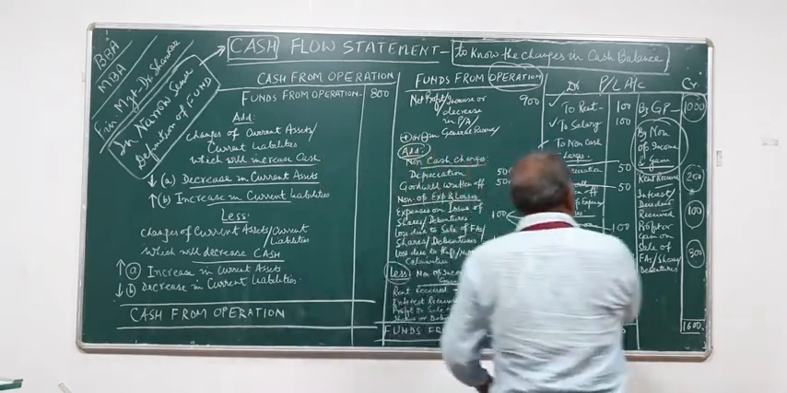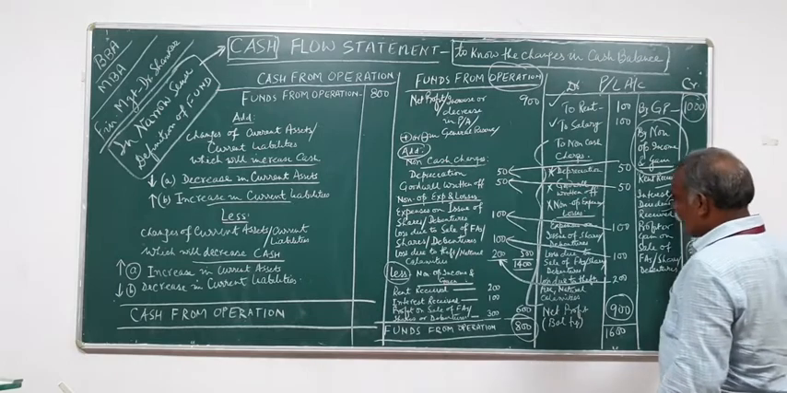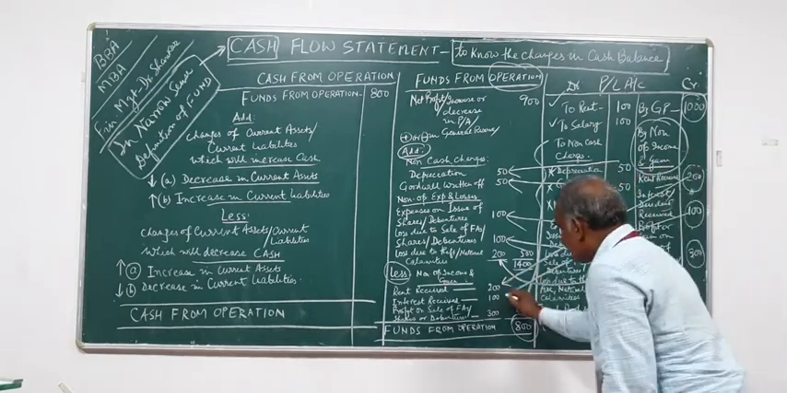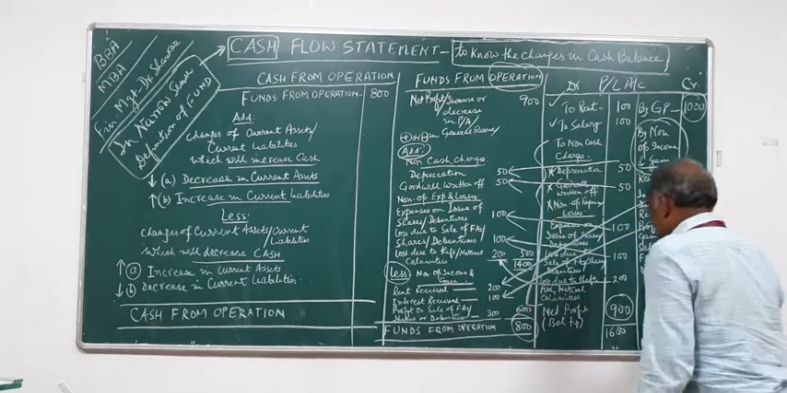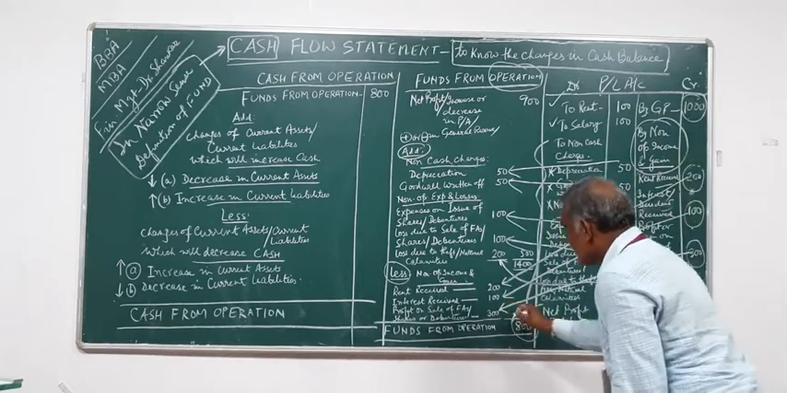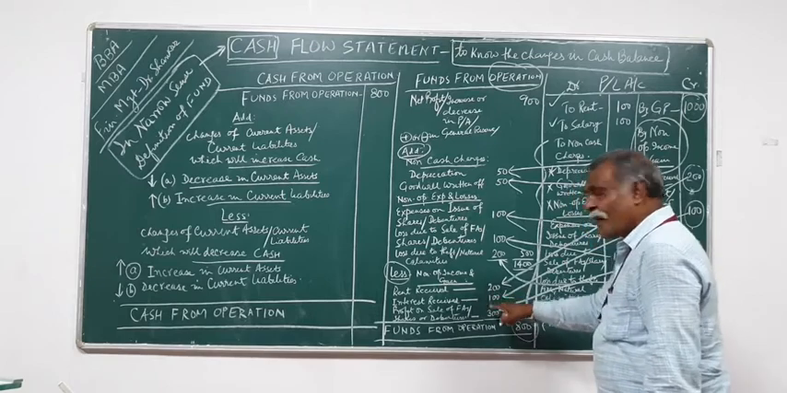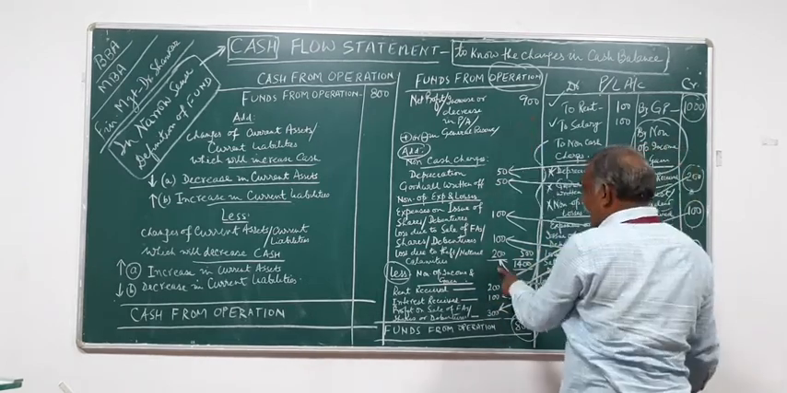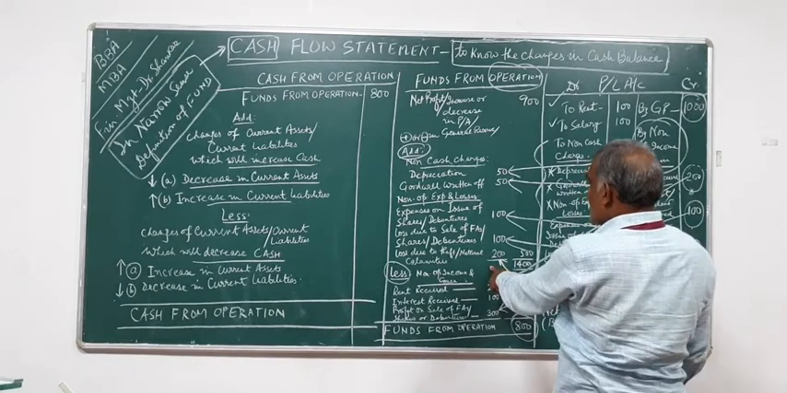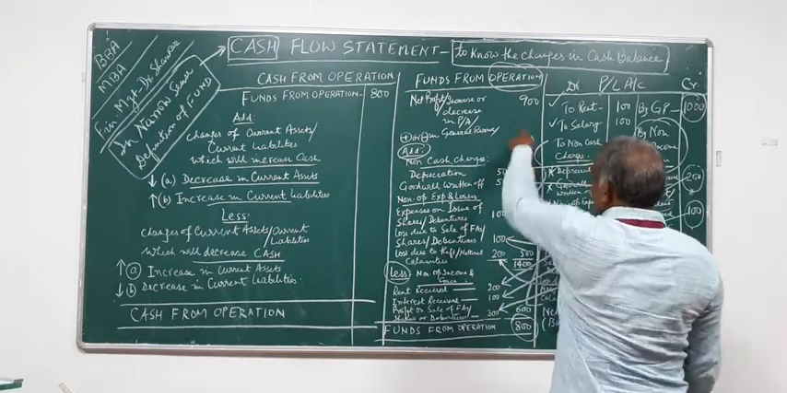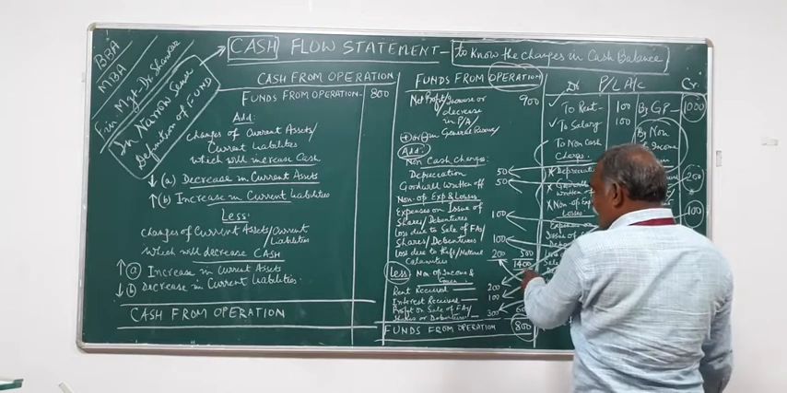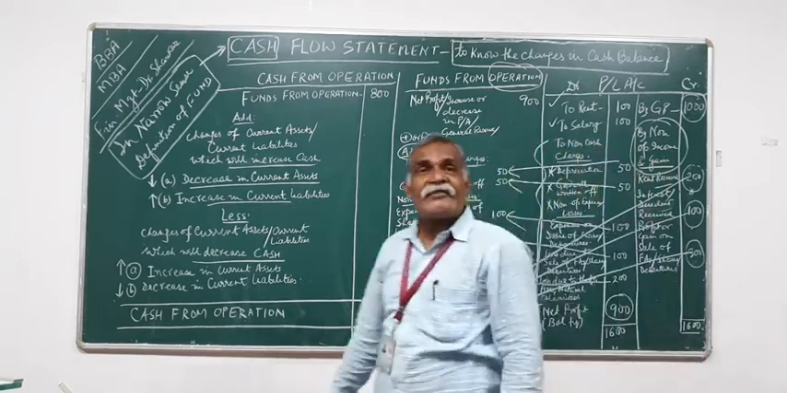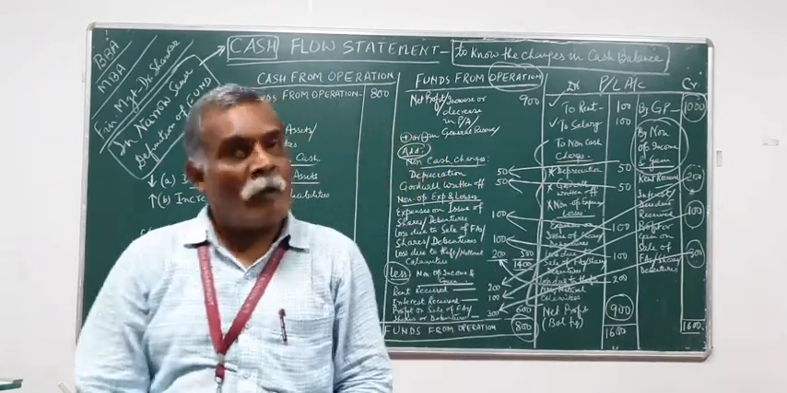And what do we have to deduct? This 200, this 100, and this 300. Because of these, the net profit is increasing. So in 900 we add this 500, so 9 plus 5, 1400. And from 1400 this 600 we deduct, so the amount is 800. This 800 is what? Funds from operation.